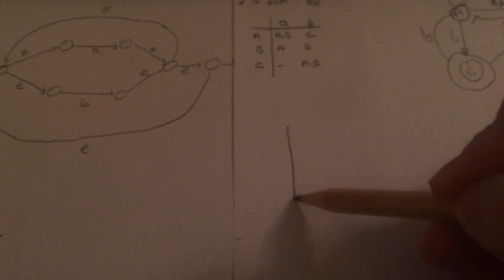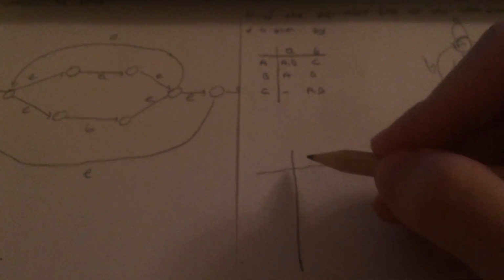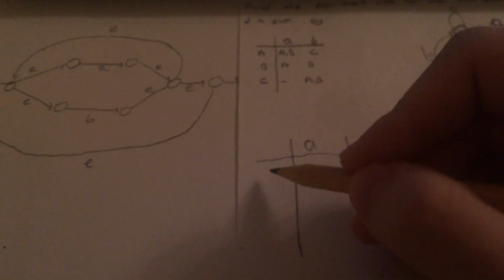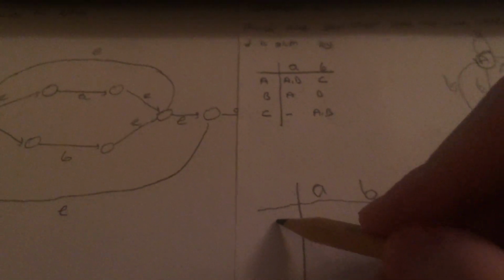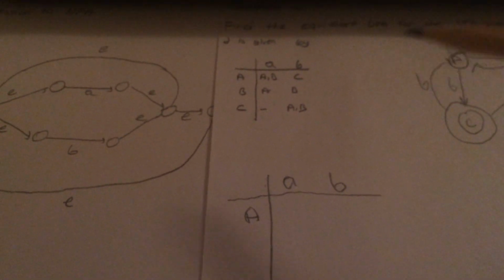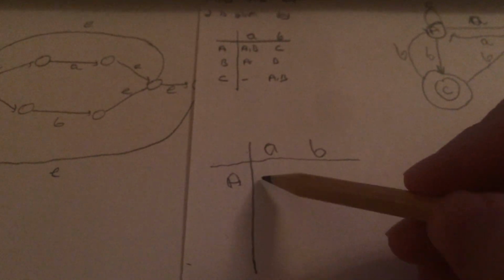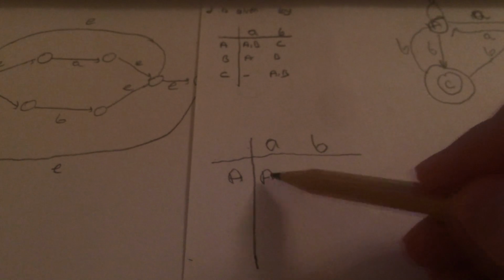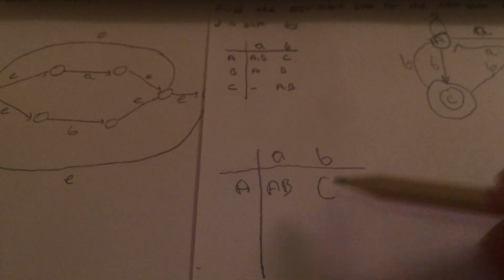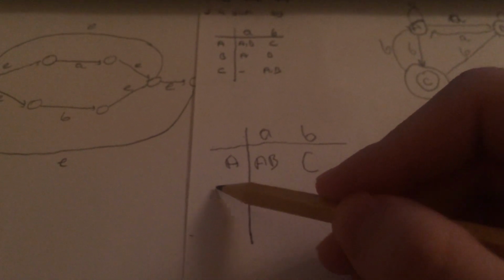So let's first draw our transition table, like this. Our inputs are little a, little b. We have in this part A, of course. A can go to A and B with a little a, but in a DFA we can't write it like this. Instead, we write it like this. AB is like a different state, and C like the other. In this table we have a new state, AB.